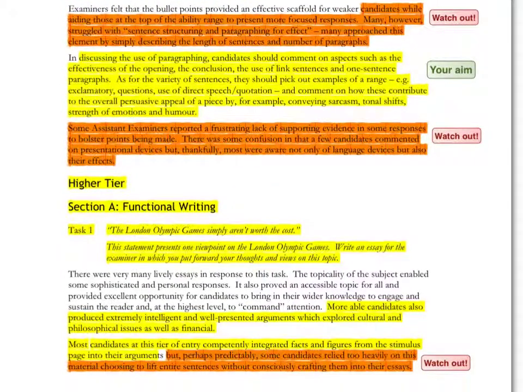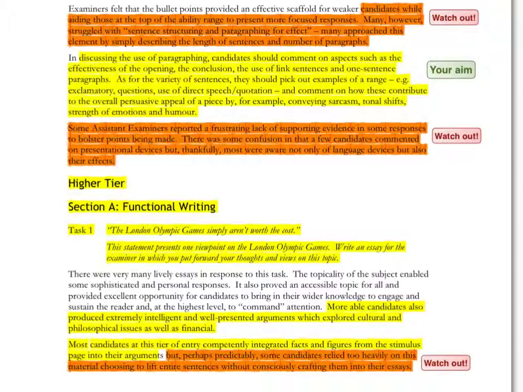They talked about the bullet points, that they were good for candidates for structuring responses. However, one area which is certainly problematic is the sentence structuring and paragraphing for effect. And again, I would encourage you to avoid just talking about lengths of sentences and number of paragraphs. We have worked on this in class before. As I said, your PowerPoint is on the homepage of the website.